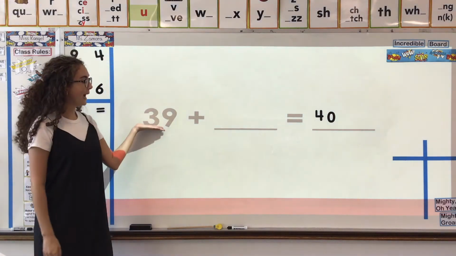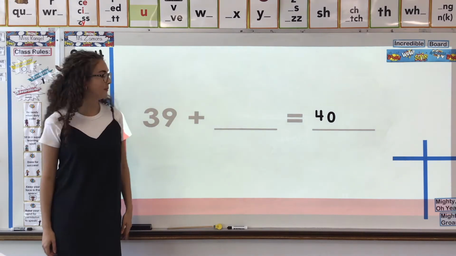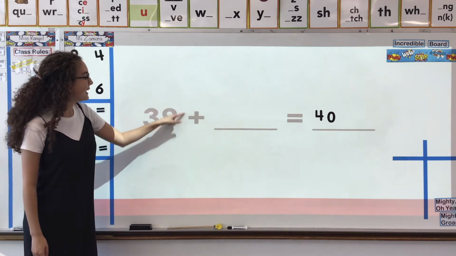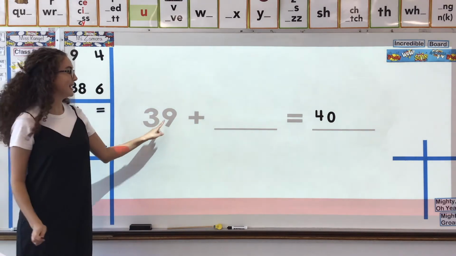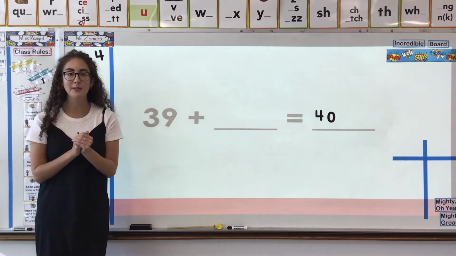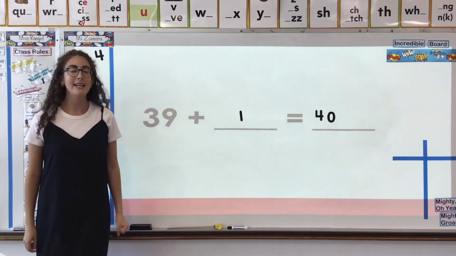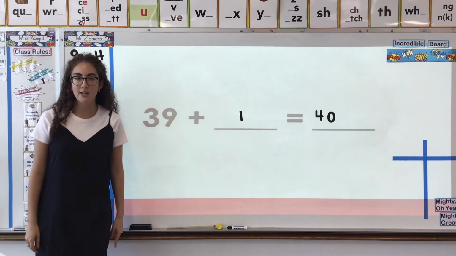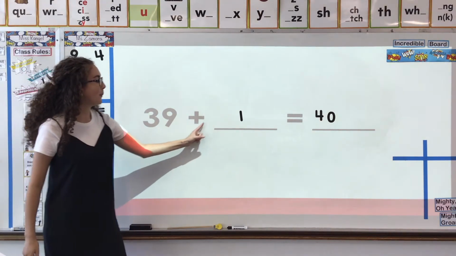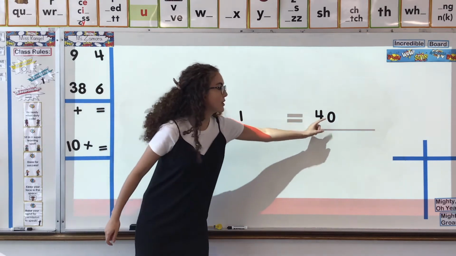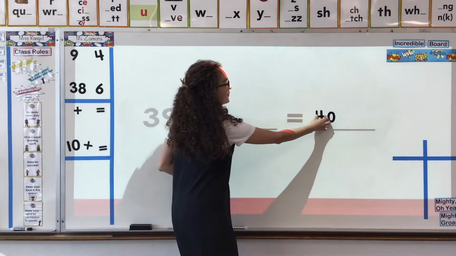So if we're at 39, what do we add to get to 40? What is 9's pair to 10? It's just 1. 9 and 1 make 10. So read it with me. 39 plus 1 equals 40. Okay, here we go. Let's try another one.